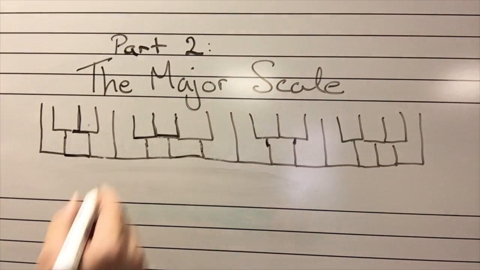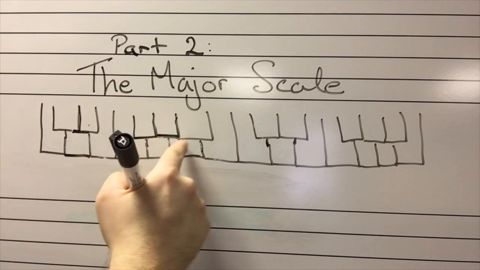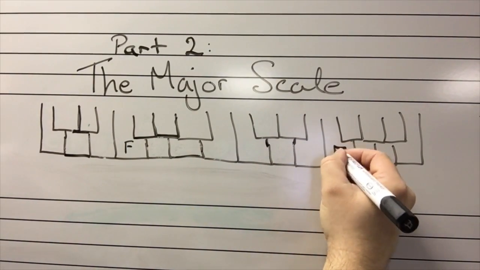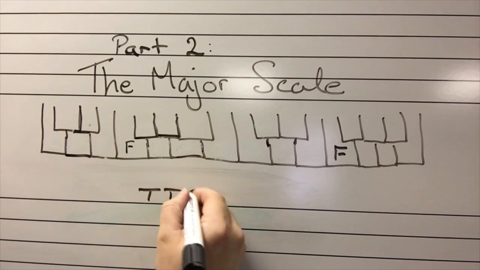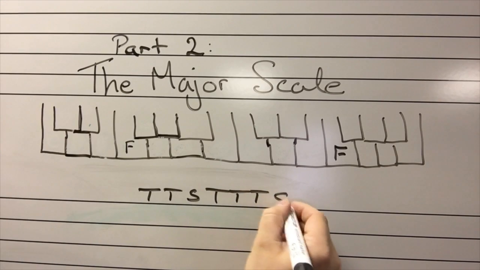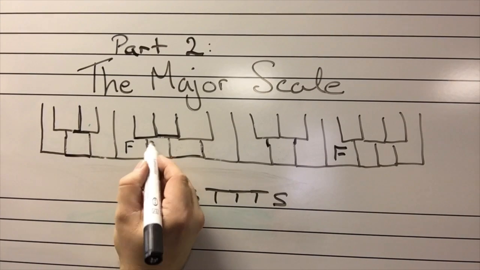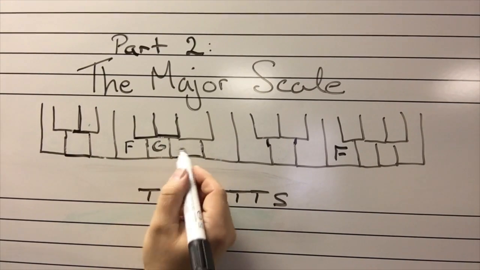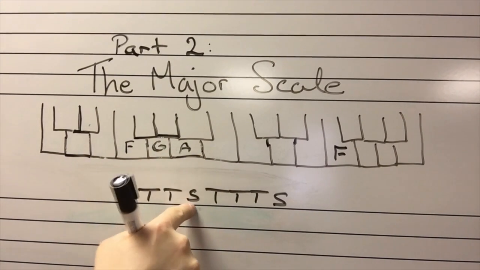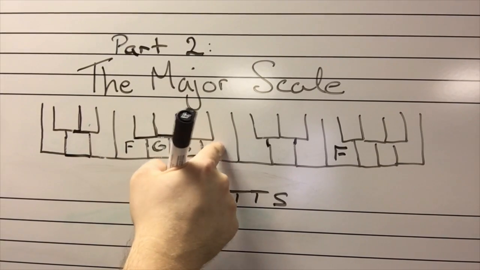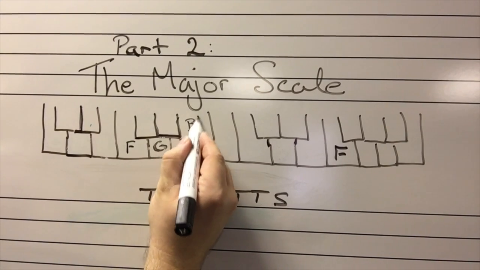Now for practice, let's start on F. Here's my next F, G, A, B, C, D, E, F. All right, so our pattern is tone, tone, semitone, tone, tone, tone, semitone. F to G, 1, 2 steps, that is a tone. G to A, 1, 2. Semitone. A, we can't go all the way to B, that's 2 steps. So we need to bring B down to B flat.